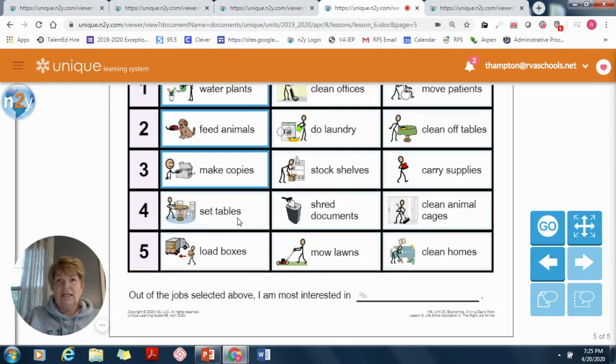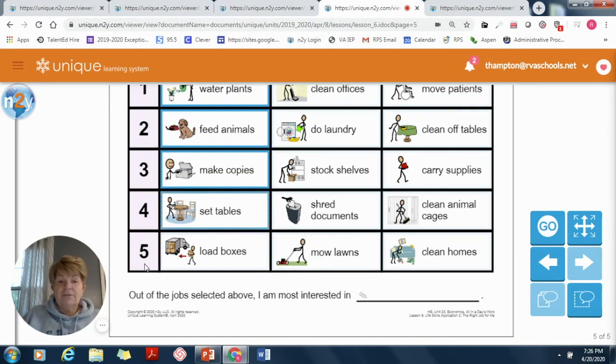Setting the table would be like at a restaurant or maybe a nursing home where the residents are coming to eat and you want to make it look really nice for them. Cleaning the animal cages, so if they've used the restroom in the cage or it just needs sprayed out and fresh bedding put in, that would be cleaning the animal cage. I think of these 3, I would choose set tables.